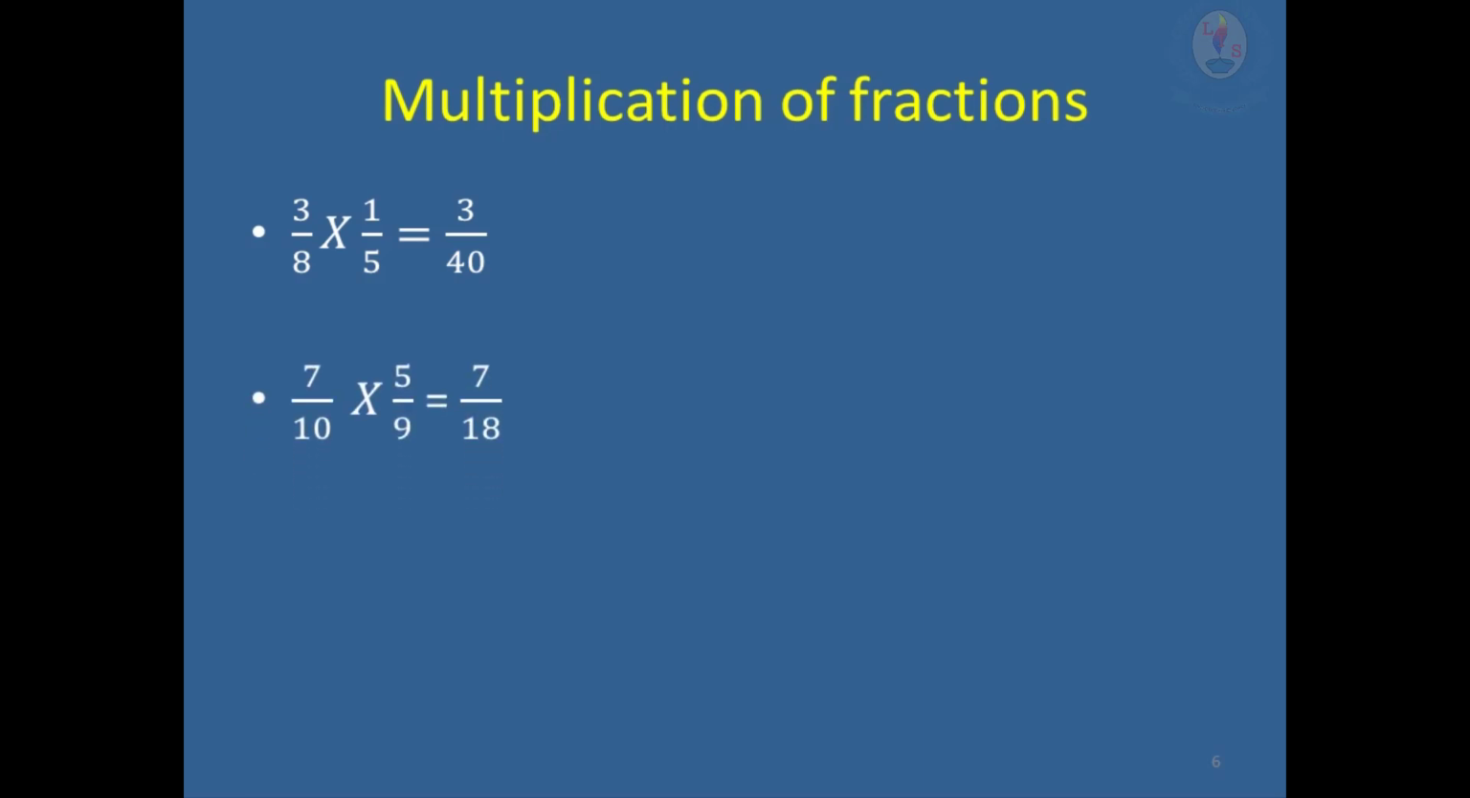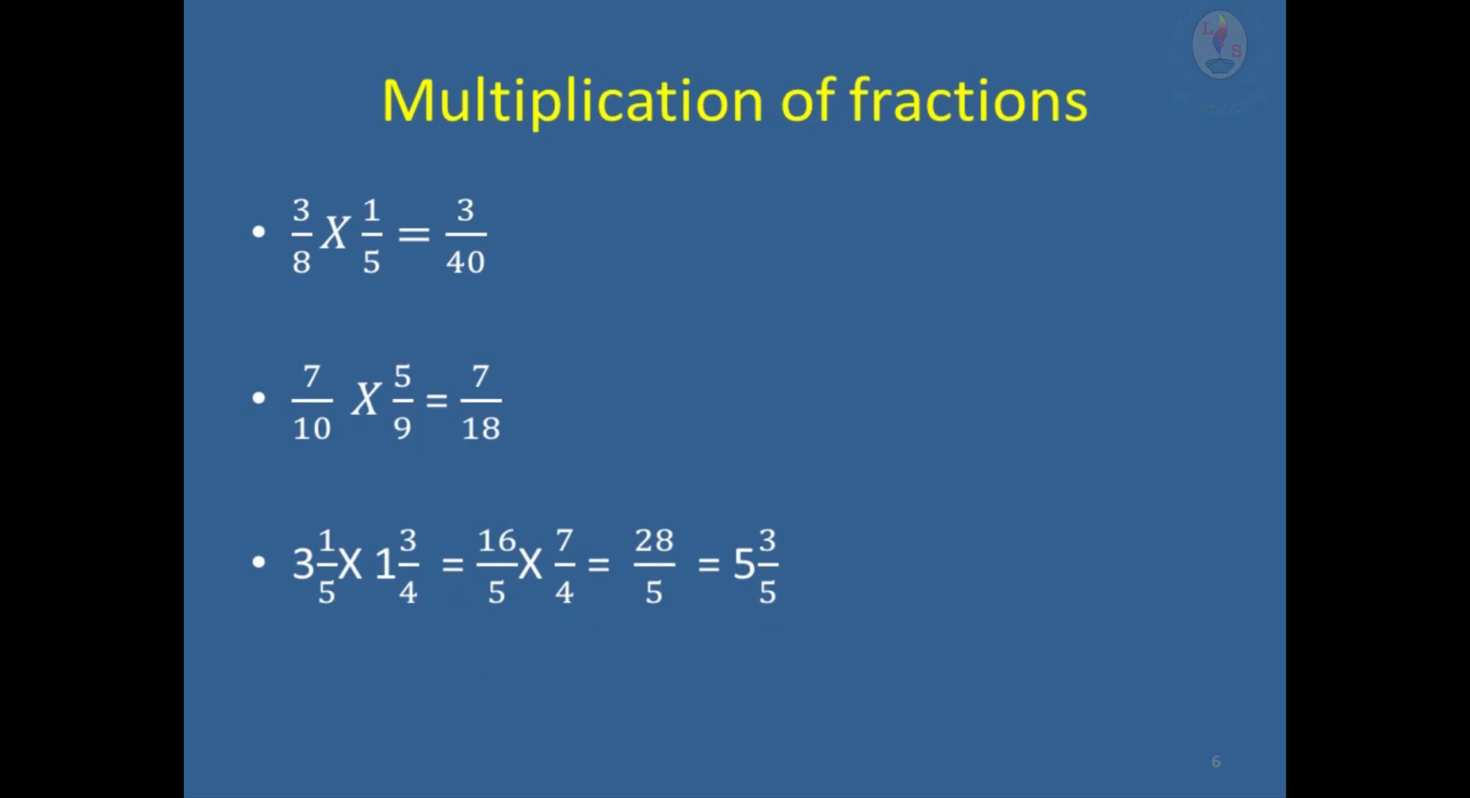We'll see the next one, 7 over 10 multiplied by 5 over 9. Here we can cancel out 5 and 10 by 5. 5 divided by 5, 1. 10 divided by 5, 2. Then 7 times 1, we are getting 7. 2 times 9, we are getting 18. 7 over 18.